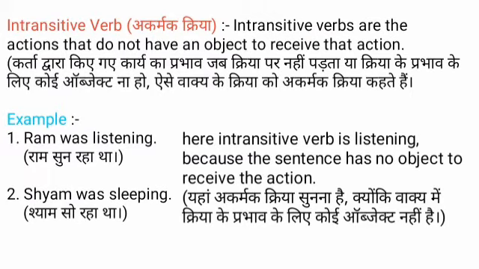Intransitive verbs. Intransitive verbs are the actions that don't have an object to receive that action. For example, Ram was listening. Here the intransitive verb is listen because the sentence has no object to receive the action. Another example, Shyam was sleeping.